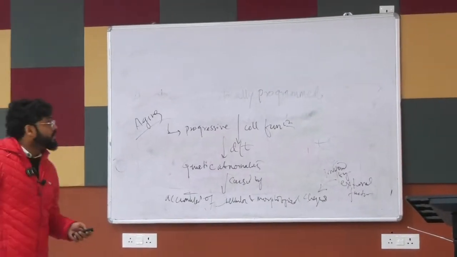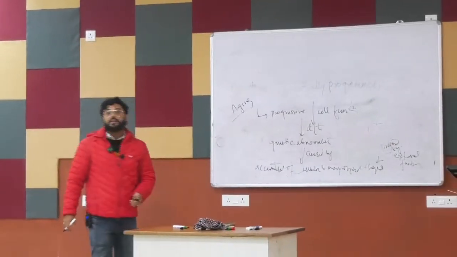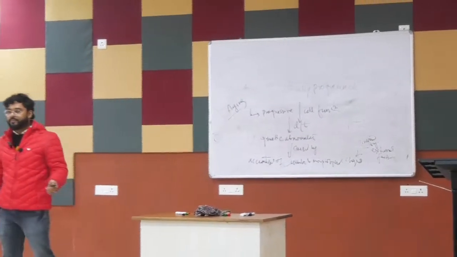But this aging is related to, of course, genes. The most important and interesting fact is that those genes which are controlling the aging system of each and every human or any living creature on earth are all evolutionary conserved.